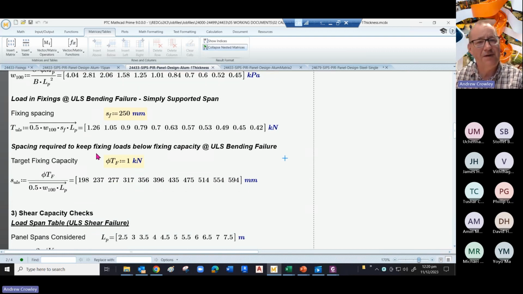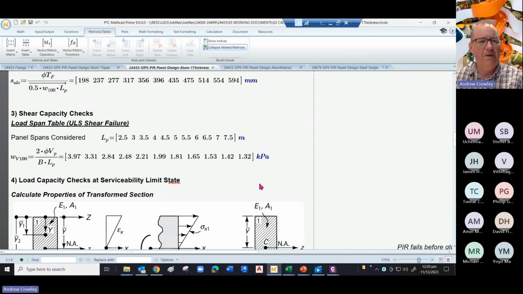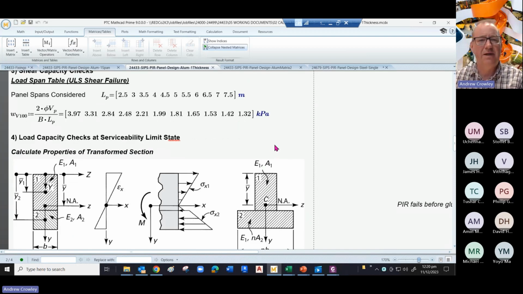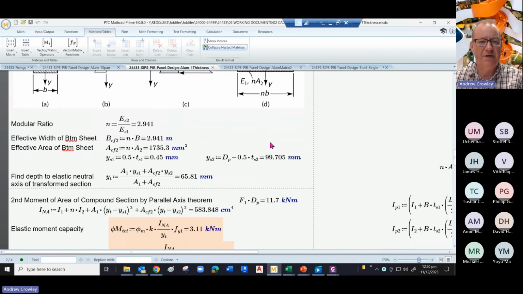Spacing required to keep the fixing loads below the fixing capacity. Given that you've got a fixing capacity in each fixing of 1 kilonewton, then it varies from 198 millimeters up to 594 millimeters. Checking on shear, we're looking at the shear equation again turned on its head. From that, we get what load will cause the panel to fail in shear, and that's where we have an array. Now we need to transform our section again, which is what we've done before.